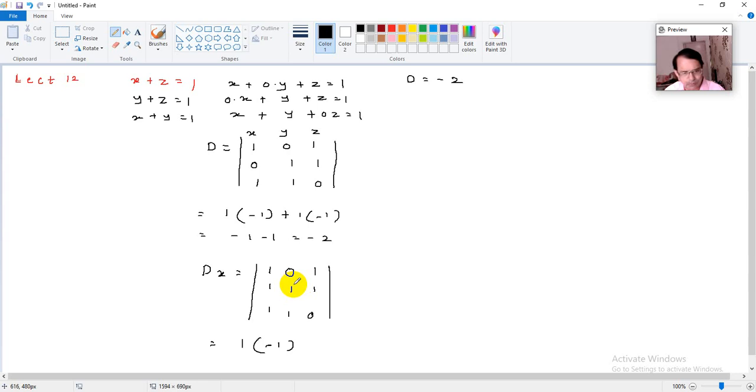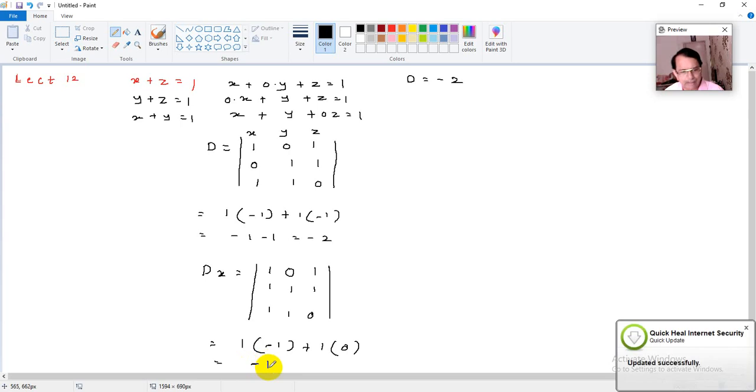Middle term is 0, so we need not worry about that. Plus 1 into what? Now it is 1 into 1 minus 1 into 1, because whenever I take this one, I will delete this row, delete this column. So what remains is 1, 1, 1, 1. Both the rows are identical, or both the columns also are identical. So we know the value is 0 by the property of determinants. So this is nothing but minus 1. So we now get dx is minus 1. Dx is minus 1. Okay.